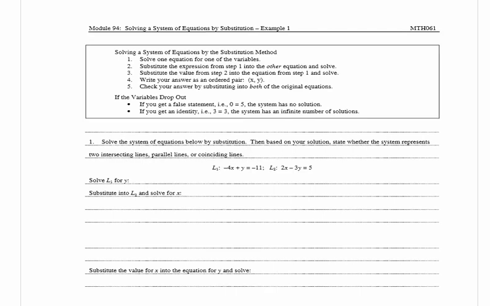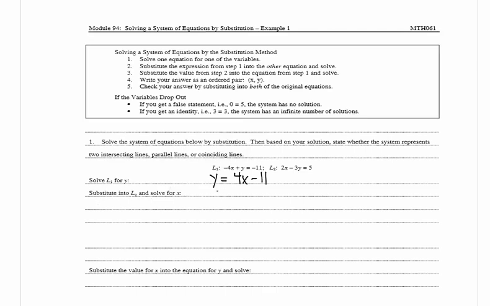So we have two lines. L1 is negative 4x plus y is equal to negative 11. L2 is 2x minus 3y is equal to 5. And the first thing that we're going to do is solve L1 for y. If we want to solve L1 for y, we're going to add 4x to both sides, so we can say y is equal to 4x minus 11. And now they want us to substitute into L2 and solve for x.